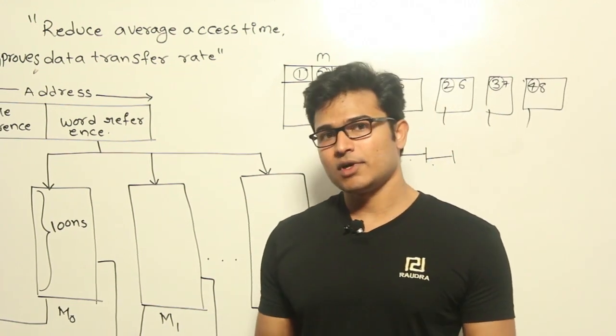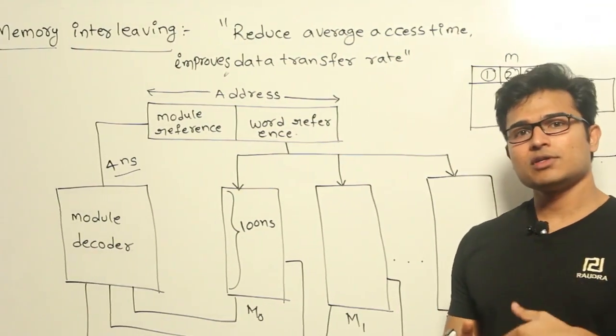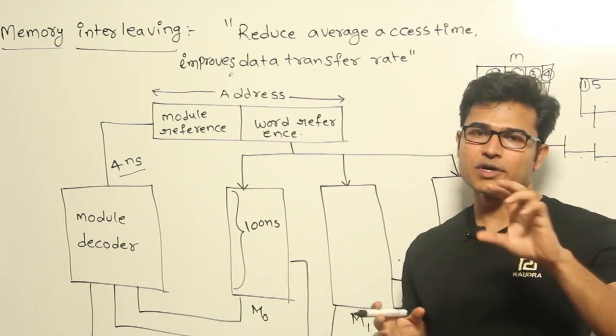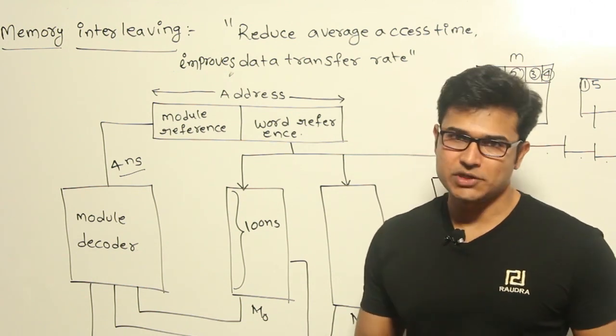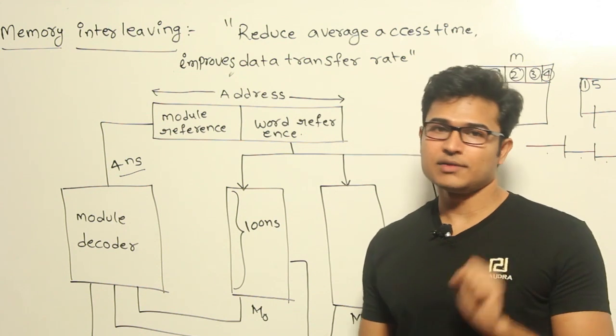Memory interleaving means we are going to have various memory modules, and we are going to distribute the words across them in such a way that when I operate them in parallel, I get efficiency. Now the same concept can also be implemented in the hard disk.